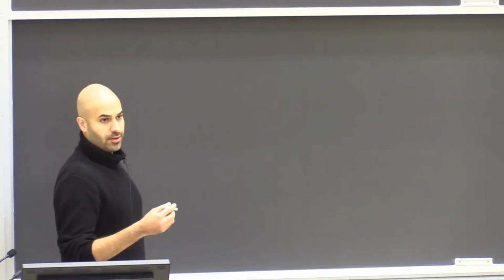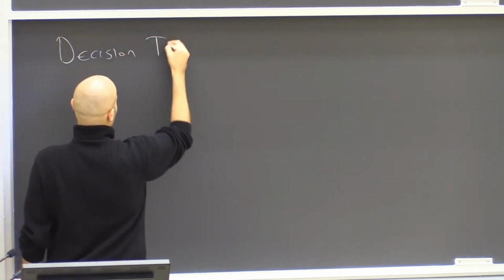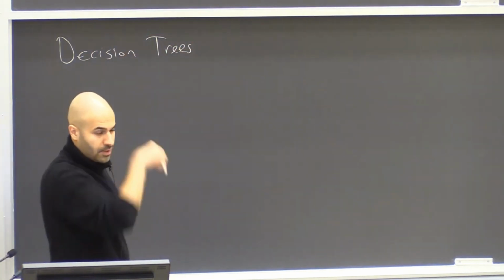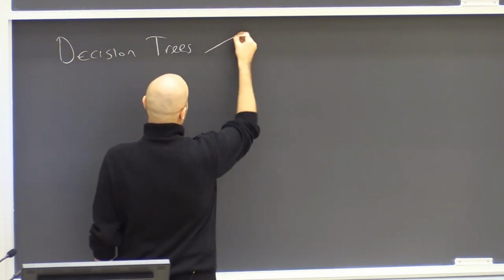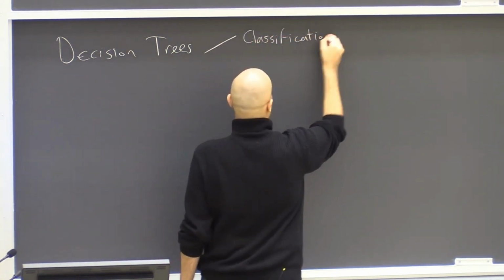Any questions before I start? No? All right. So let's start with decision trees. We can have decision trees for classification and for regression.